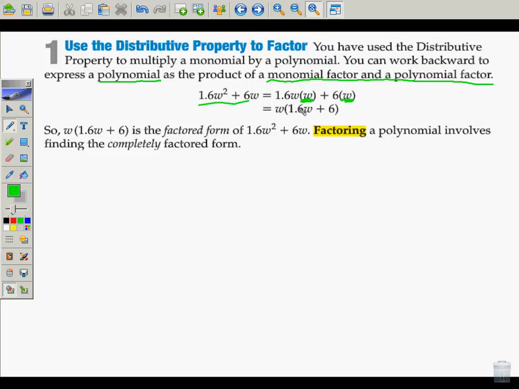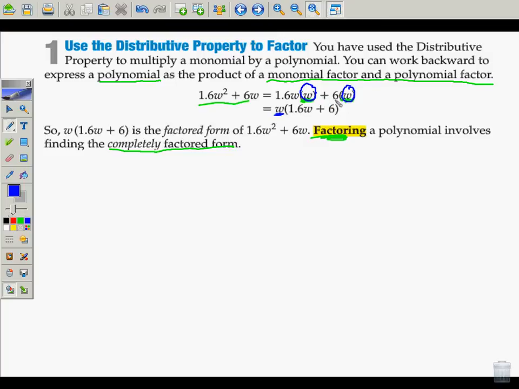Okay, and we always want to find the completely factored form. That just means we want to take out as much stuff as we can. But the main thing I want you to see here, you can only take something out if it appears in each part. We had a w appear in each part, we multiplied each of them by w, and that's why I could take out this w. You can only take out things that are multiplied by each factor.